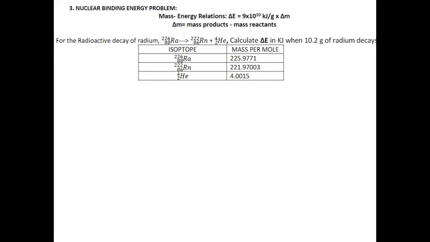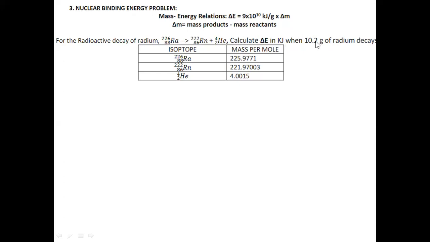For the radioactive decay of radium, Ra, which has an atomic number of 88 and a mass number of 226, it decays to Rn with an atomic number of 86 and a mass number of 222, plus helium with an atomic number of 2 and a mass of 4. This is actually an alpha decay of our element radium. We're going to calculate the binding energy, delta E, in kilojoules when 10.2 grams of the radium decays.